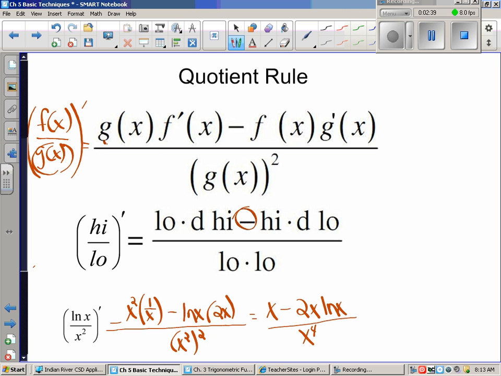And you might think, well, that's good enough. But see, there's an x in common with all of these that I can actually divide out. So I'm going to have 1 minus 2 ln x all over x cubed. And that's how I would simplify that. Hopefully that makes sense to you all. All right, let's try another one.